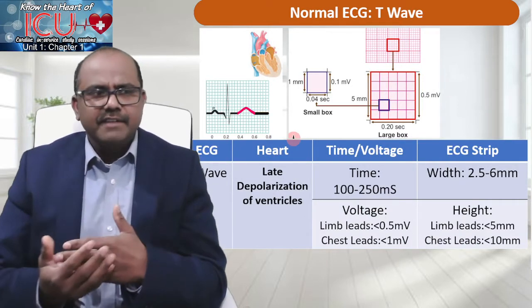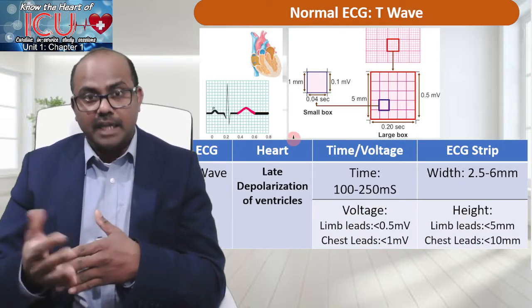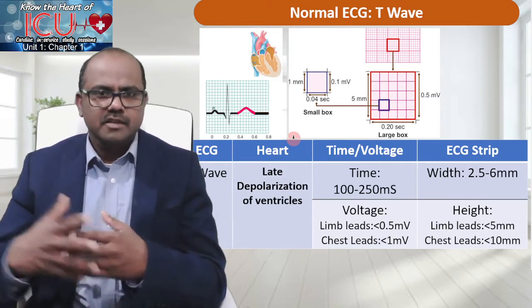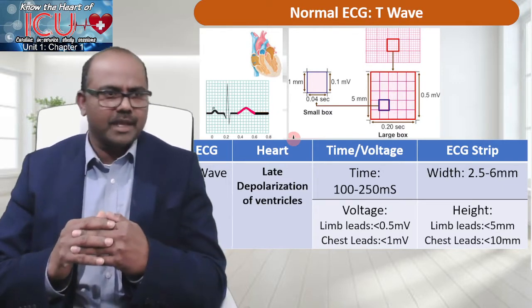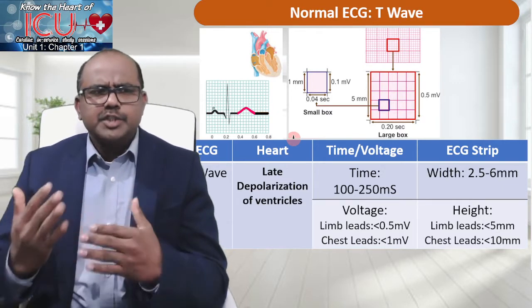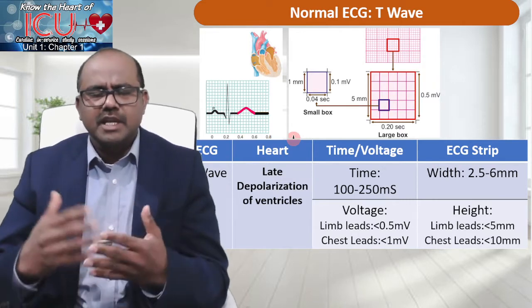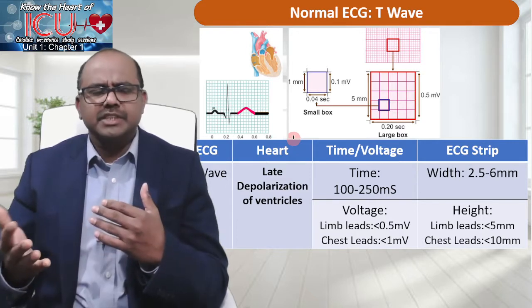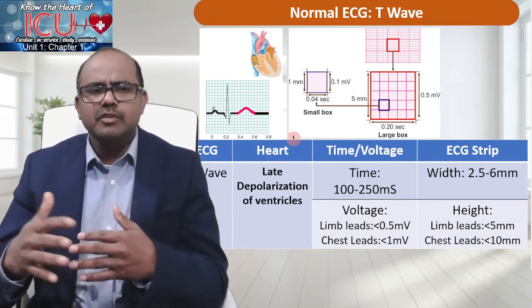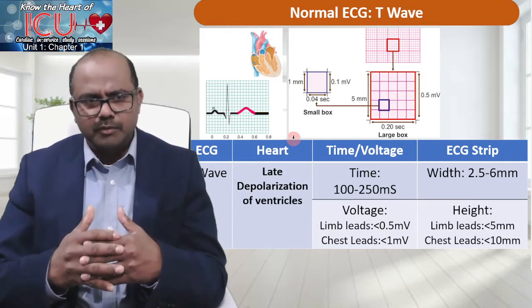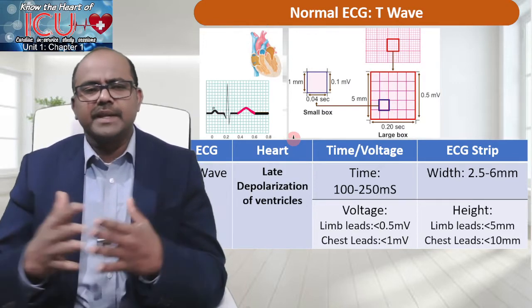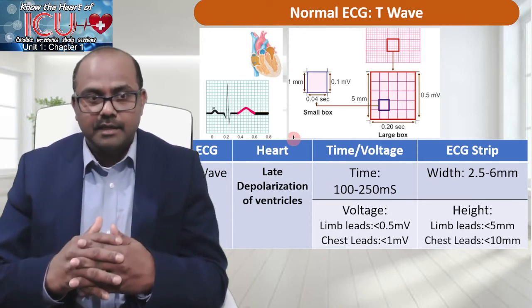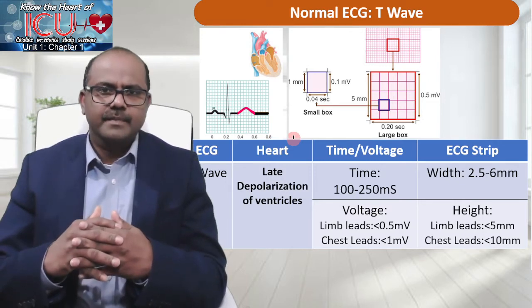So usually the T wave is important as well. Therapeutically, clinically, it's really important. It comes in MI, it comes in electrolyte imbalances. In so many things, you come across abnormalities in the T wave. The usual time frame for the T wave is somewhere between 100 to 200 milliseconds or 2.5 to 6 mm. And the voltage in limb leads should be less than 0.5 millivolt, and in chest leads less than 1 millivolt, that is, 5 mm in limb leads and less than 10 mm in the chest leads. So that's your T wave.